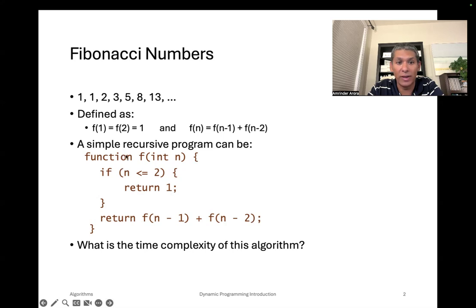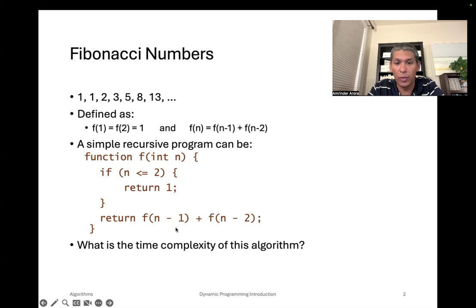Here we see in one kind of programming language: if n is less than or equal to 2, return 1. Otherwise, simply make the recursive calls f(n-1) plus f(n-2). So what's the time complexity of this algorithm?